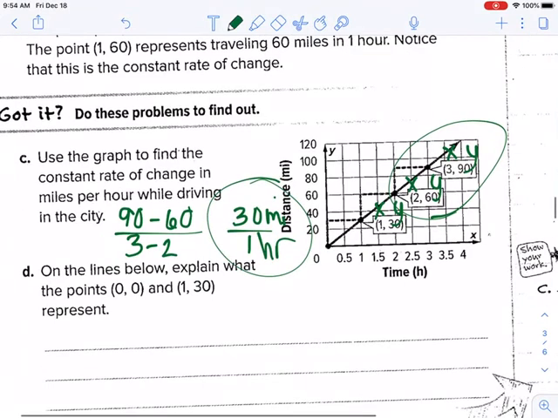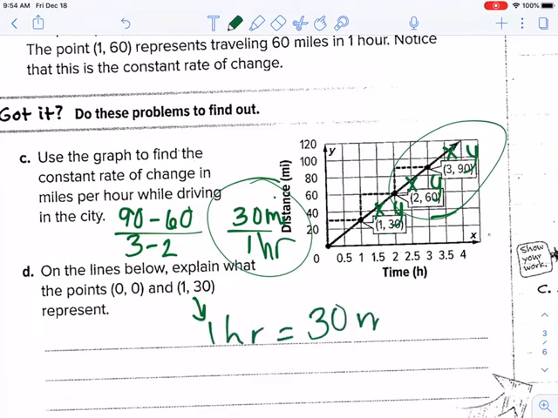So what does that mean? Well, the 130 is for 1 hour, 30 minutes. And the second one would be you didn't drive anywhere.